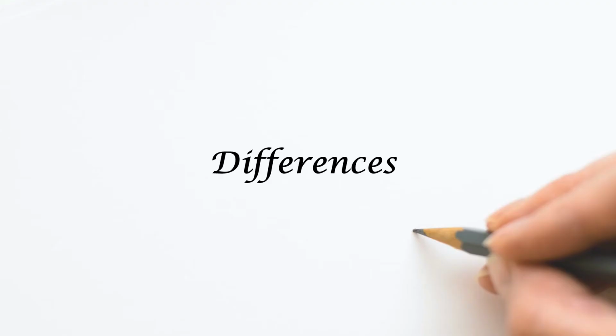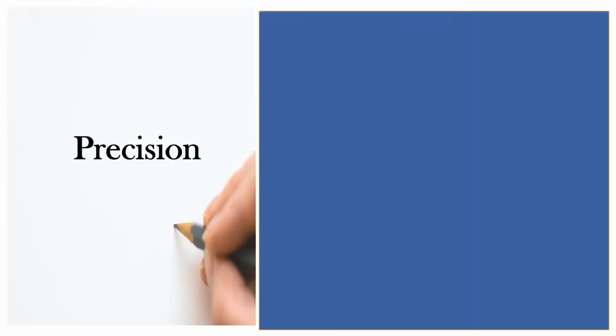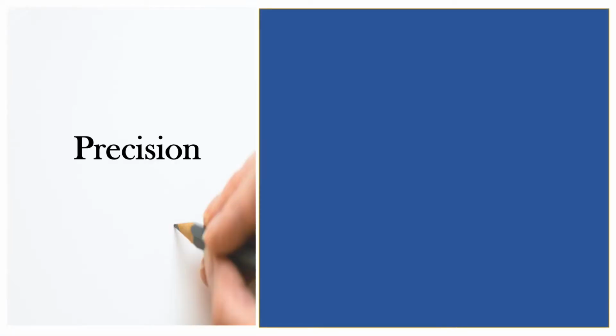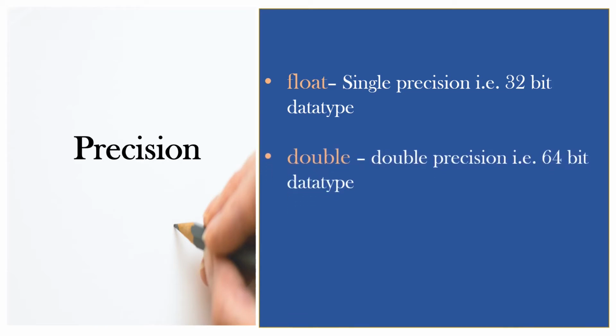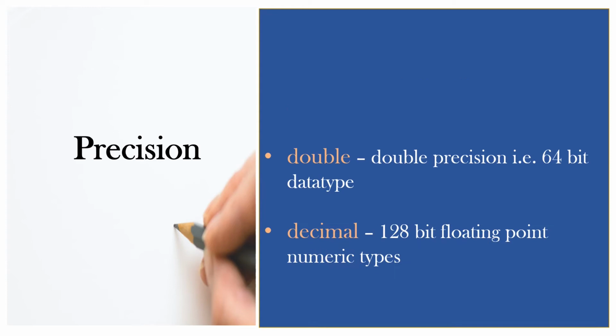Now we will understand a few factors that differentiate these data types. The first factor is precision. Float is a single precision data type which takes 32 bits of memory, and double is a double precision data type, that means it takes 64 bits of memory, and decimal takes 128 bits of memory.